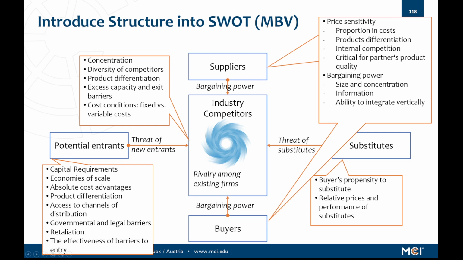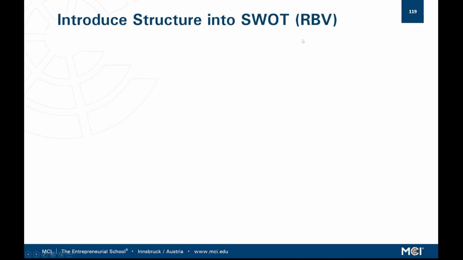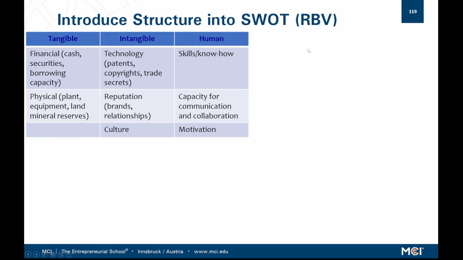And we're now talking about the market-based view. If we talk about the resource-based view, don't forget to introduce structure regarding your resources. And you have, according to Grant and Jordan, 3 types of resources: the tangible, intangible, and human resources. And that's why when you conduct your SWOT analysis, think about these different types of resources.